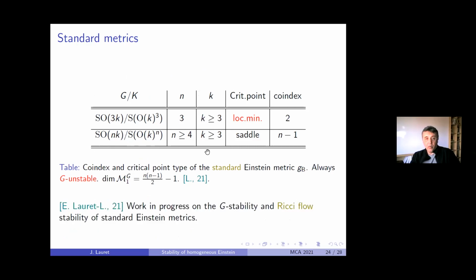Okay, with Emilio Lauret, we are working on the G stability and the Ricci flow stability, where also the Laplace-Beltrami operator, the usual Laplacian, is involved, the first eigenvalue of the usual Laplacian, to study the stability of the rest of the standard metrics.